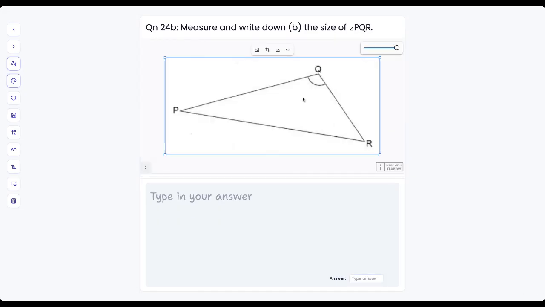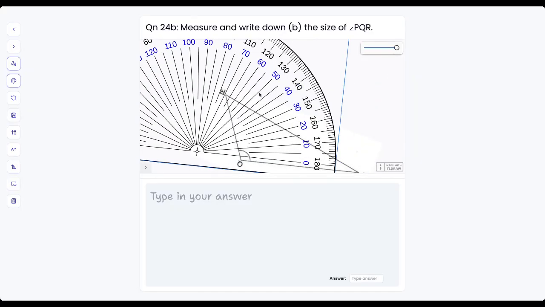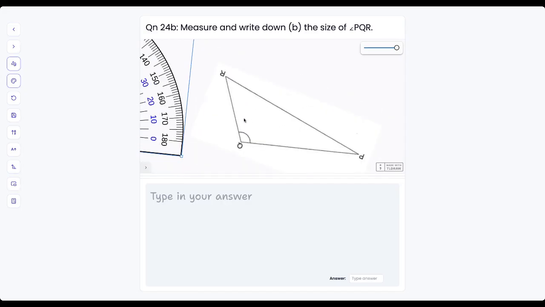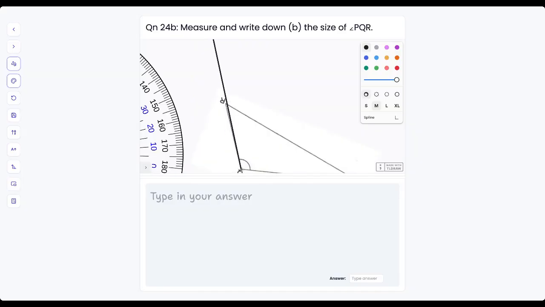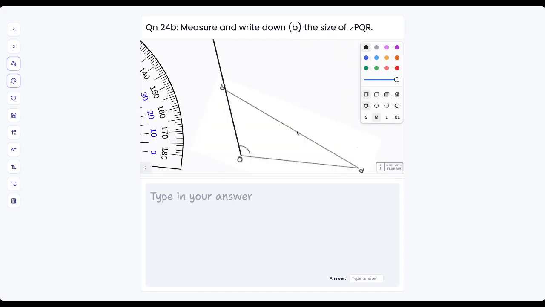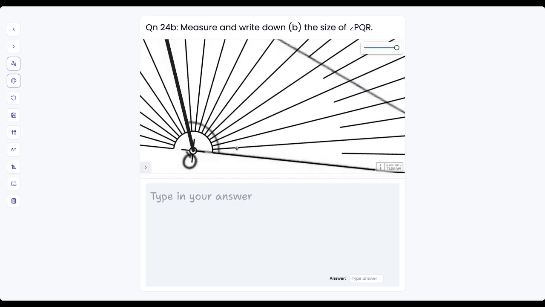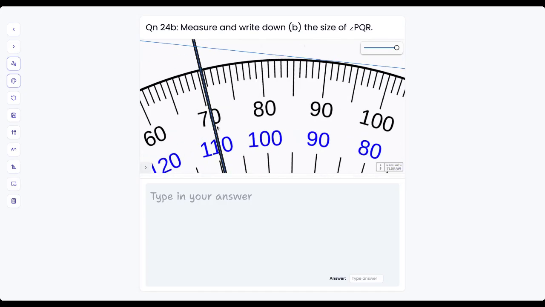All right, so we need to measure PQR in this case. Measure and write down the size of PQR. Let me get my protractor. Here I have my protractor. One thing is you can turn your paper so that you have a straight line. Then you should extend the line as much as possible to the point as what you see over here, so at least you are able to get the angle. Now put your protractor towards the point, align it nicely, and then measure it. So this is roughly around 70 degrees.